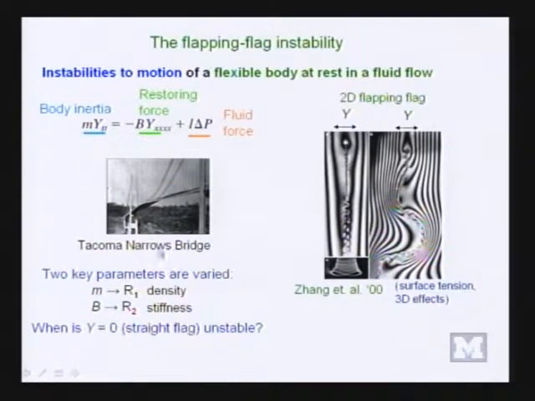So this twisting of the bridge has a lot of similarities with that flexible sheet I just showed you falling through the fluid. They're both related to an instability of a flexible body in a fluid flow. And as the body starts to oscillate, that affects the fluid forces on the body in a way that can make it oscillate even more.